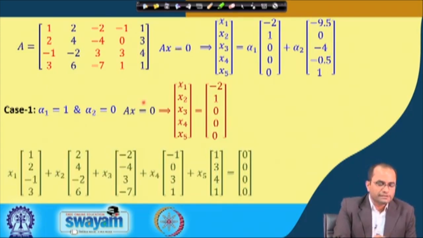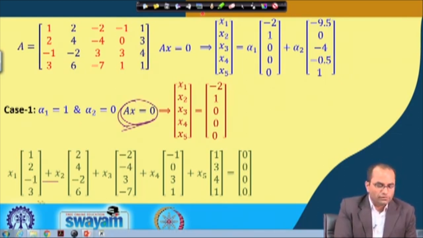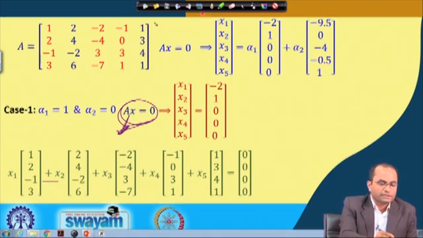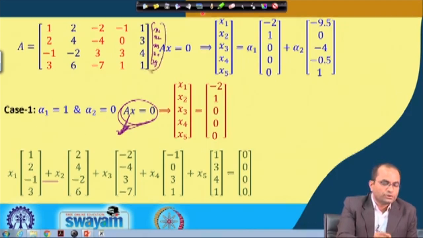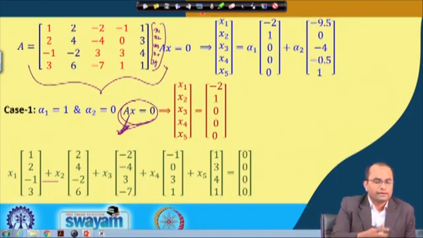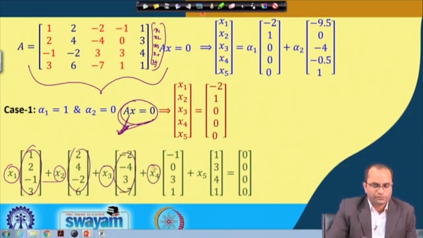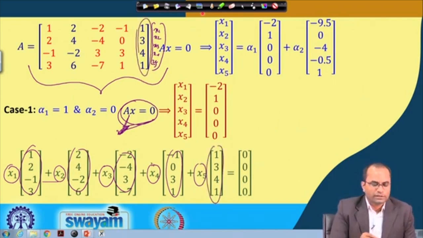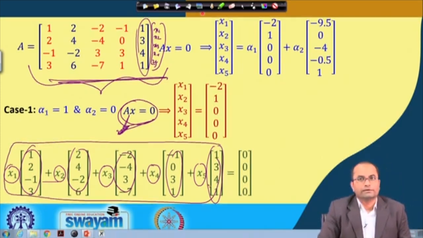And then this equation Ax is equal to 0, we can write down in this form. This we have already talked about before: this product of the matrix A with this x, the x1, x2, x3, x4 and x5, we can also write down as x1 times the first column plus x2 times the second column, x3 the third column, x4 the fourth column, x5 the fifth column 1, 3, 4, 1, and this is equal to 0. So that is another way of looking at this matrix vector product, which we can write in these vector forms.